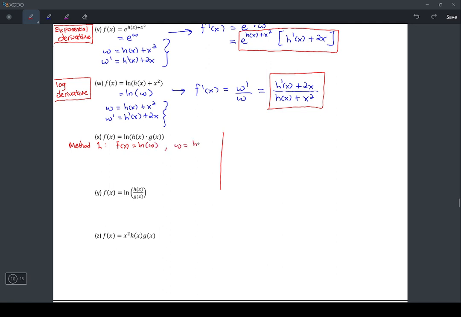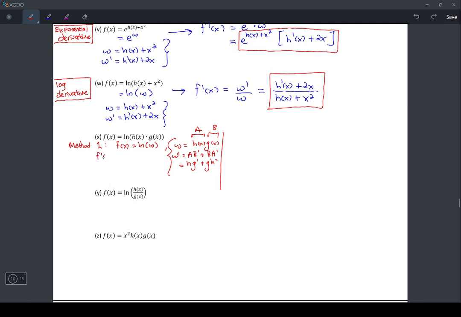W is equal to h times g, which requires a product rule when you find w prime. So we get h g prime plus g h prime. I'm going to skip the bracket x's because it takes up too much space.